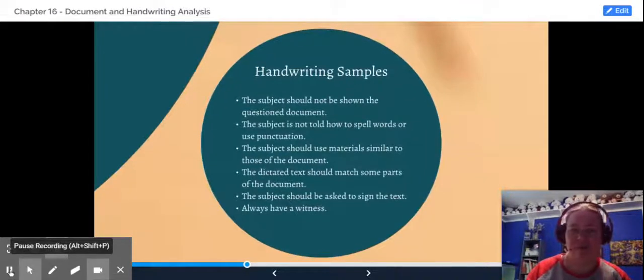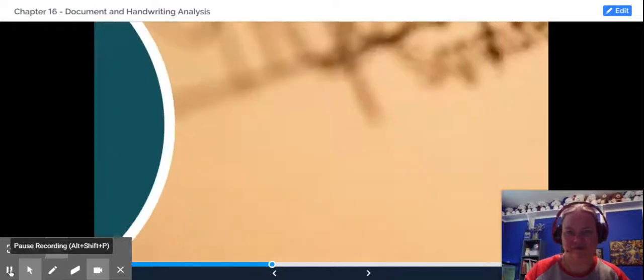All right. When you're collecting a sample to analyze, don't show the subject the questioned document. Don't tell them how to spell words or how to use punctuation. Use similar materials. The dictated text needs to match some of the content in the document. They need to sign it, and you always need to have a witness present.